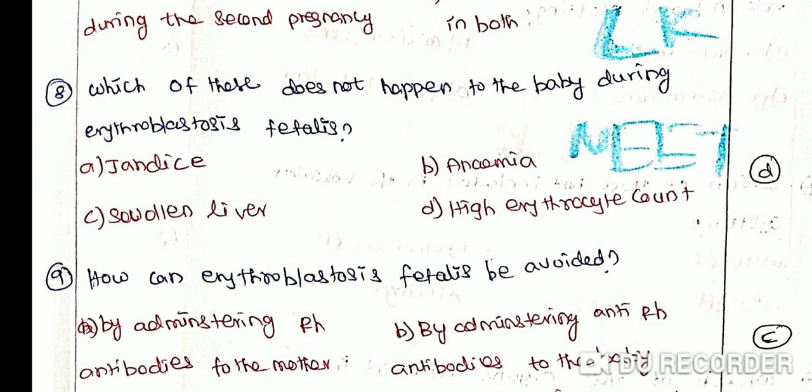Which of these does not happen to the baby during erythroblastosis fetalis? Option A, jaundice. Option B, anemia. Option C, swollen liver. Option D, high erythrocyte count. The correct answer is option D, high erythrocyte count. When a Rh negative mother produces antibodies to an antigen in the blood of a Rh positive fetus, it leads to the condition known as erythroblastosis fetalis, which is characterized by jaundice, anemia, and a swollen liver in the baby.